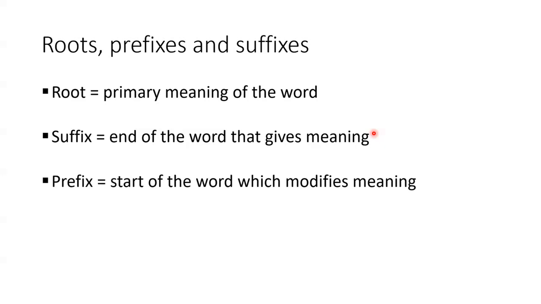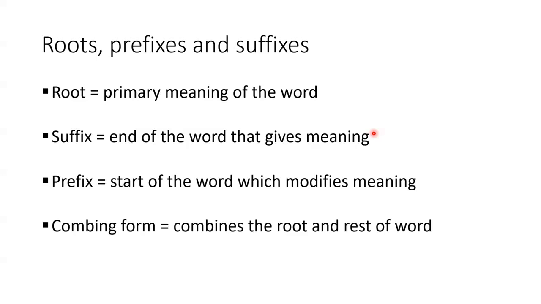Prefix then goes on the other end of the word, so it's the start of the word and it can modify the meaning of the root and the suffix. A nice example of that is hyper. So hyper refers to higher, increased, or beyond normal. So hyperglycemia is higher than normal blood glucose levels. Hypertrophy is an increase in muscle size. And hyponatremia is an increased concentration of sodium in the blood.